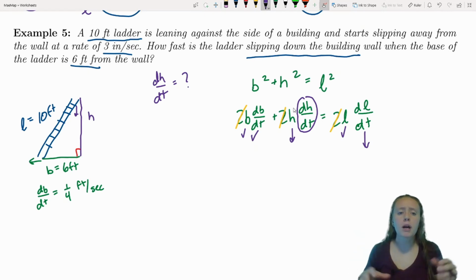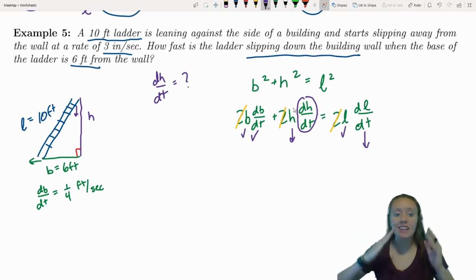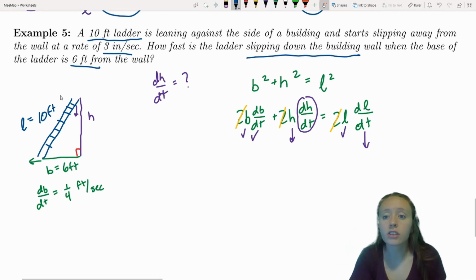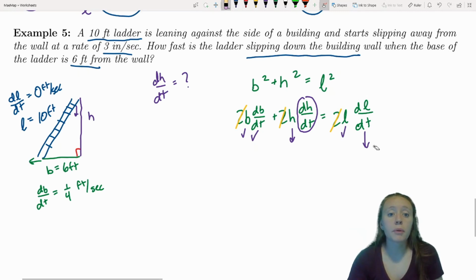Think about that pool problem above, how those sides of the pool weren't changing. Well, the ladder isn't shrinking, that ladder is constant. So if we were trying to figure out the rate the ladder was changing, it's not changing. So I also know that my dL/dt is equal to 0 feet per second. So the only part I don't know is what h is. And then once I figure out h, I'll be able to solve for dh/dt.